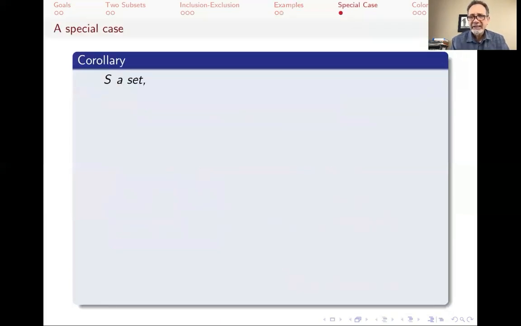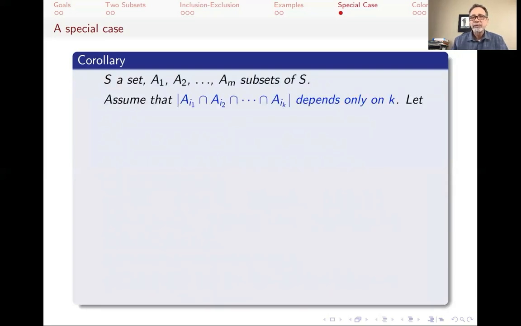One special case of the inclusion-exclusion comes often, and you can streamline things just a tad. Let's say you have a set, S, and you have M subsets. We make one crucial assumption. We assume that when we're finding the size of the intersection of K of these, that only depends on K and not on which specific K subsets we found the intersection of.